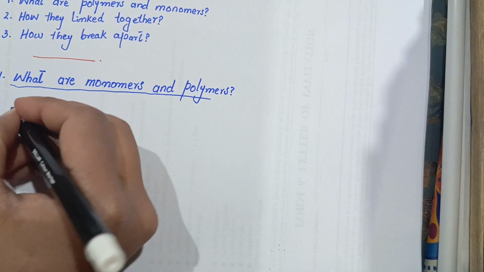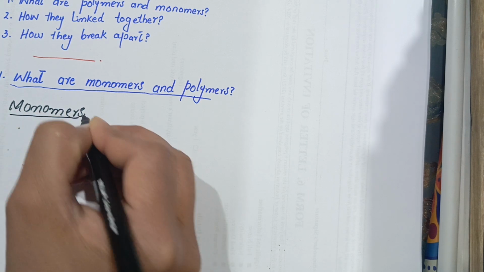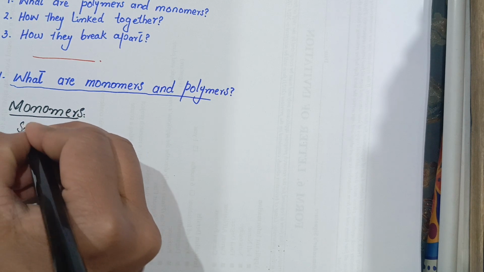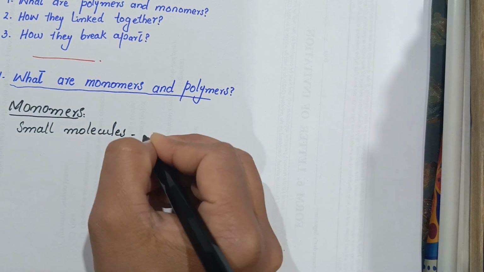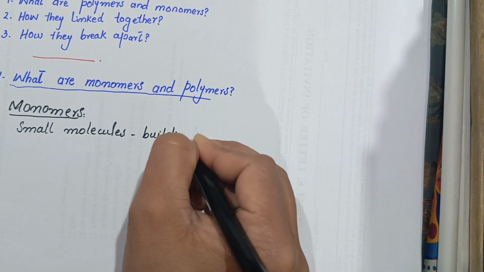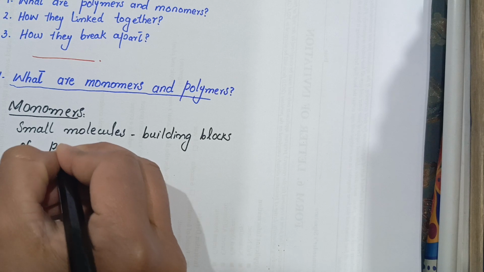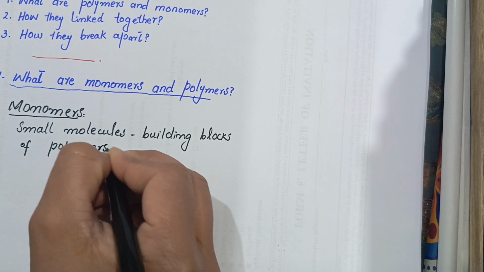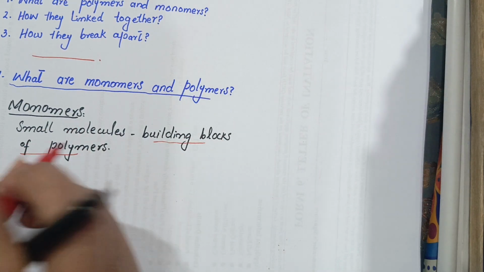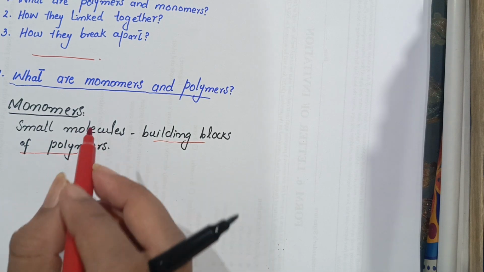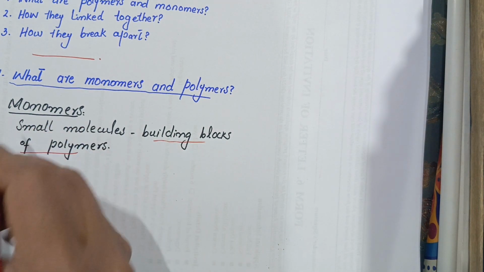Okay, let's see. Monomers. What are the monomers? Monomers are actually the small molecules which are the building blocks of polymers. What does it mean that these are the building blocks of the polymers? We will discuss here. Monomers are the small molecules. If we go deep inside that, what does the term monomer mean?